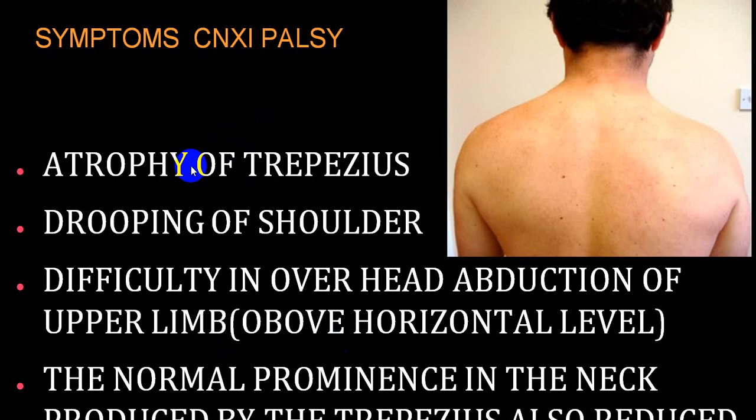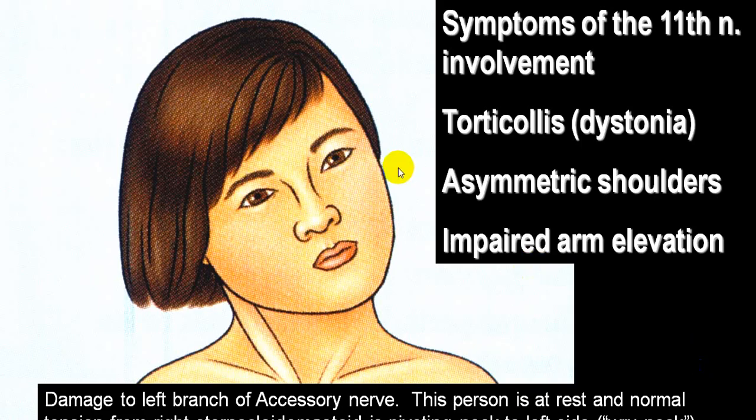So atrophy of trapezius muscle, drooping of shoulder, difficulty in abduction of upper limb above the horizontal level. Normal prominence of the neck produced by the trapezius is also reduced. So that will be drooping of the shoulder. And due to irritation, you can get torticollis, that is also we call as a dystonia, asymmetrical shoulder, and impaired arm elevation. This will be in irritation of spinal part of 11th cranial nerve.